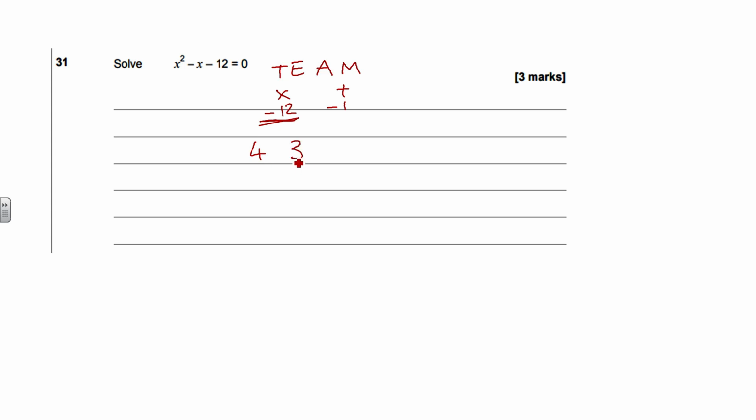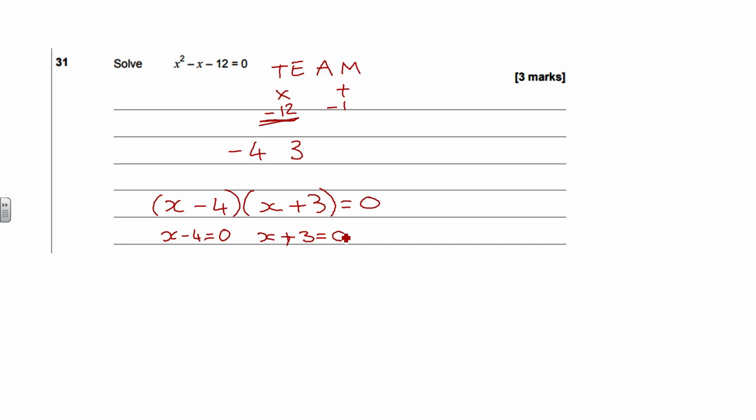Now, all I need to do is decide where the minus needs to go, because one of these needs to be a minus, so that when I add them, I get minus 1. So if I do minus 4 plus 3, I get minus 1. And that tells me that when I factorise my quadratic, I want x minus 4 times x plus 3 equals 0. Once we've got it into brackets, we need to work out what values of x make each bracket equal to 0. So I want x minus 4 to be equal to 0, or x plus 3 to be equal to 0.